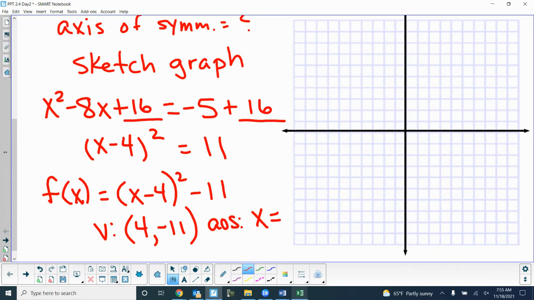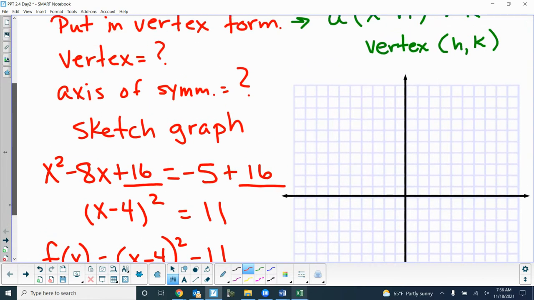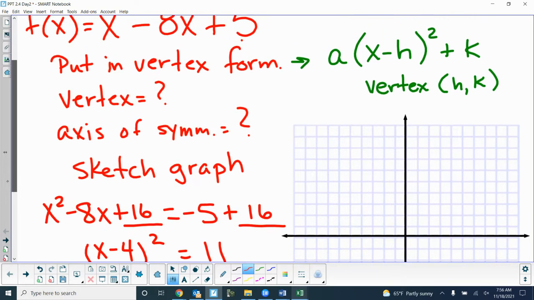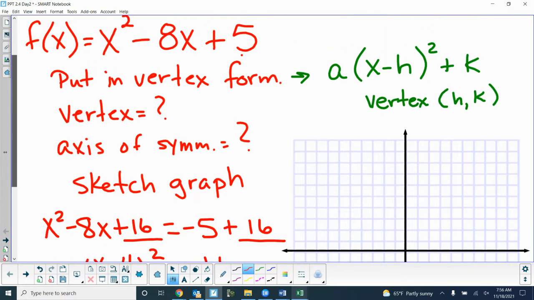Okay? So then, since I know my vertex is 4, negative 11, what's my axis of symmetry? It's always x equals 4. Whatever's there. Okay? Looking at the original problem, because I'm supposed to sketch this graph, what's the y-intercept? When it's in standard form, we can look at it and know what the y-intercept is. 5. Good. It's the c value.